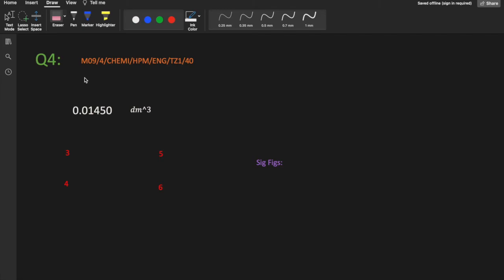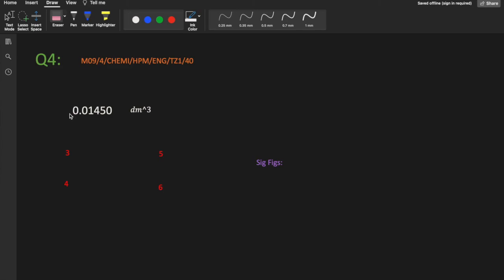So let's recall the rules really quickly for significant figures. Leading zeros never count as significant figures. Non-zeros always count as significant figures. Captive zeros always count as significant figures, and trailing zeros only count as significant figures if there is a decimal point in the measurement or value.